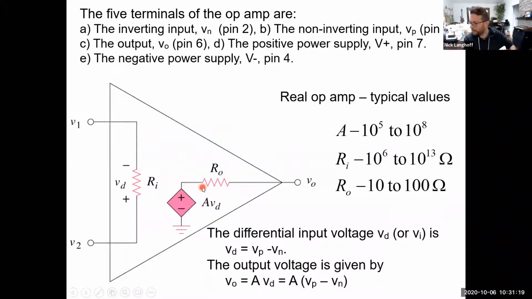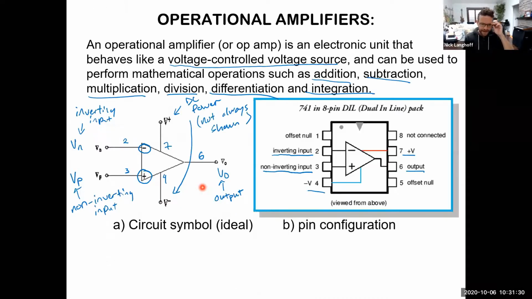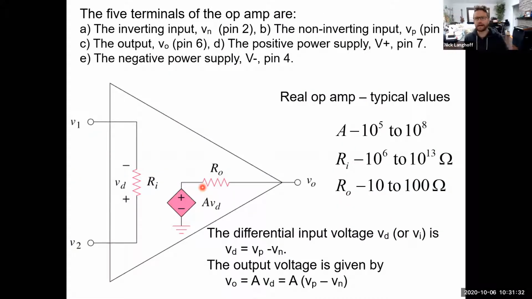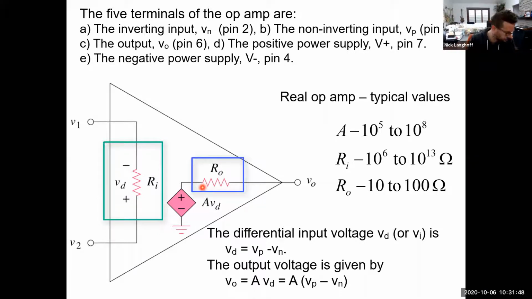All right, let's talk about some common op-amp values, and then we will look at the ideal op-amp technique. An actual op-amp is not ideal. A real op-amp has input resistance Ri, a non-infinite input impedance Ri. It has non-zero output impedance Ro.